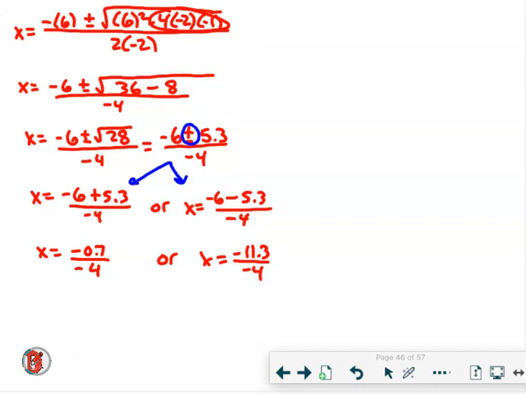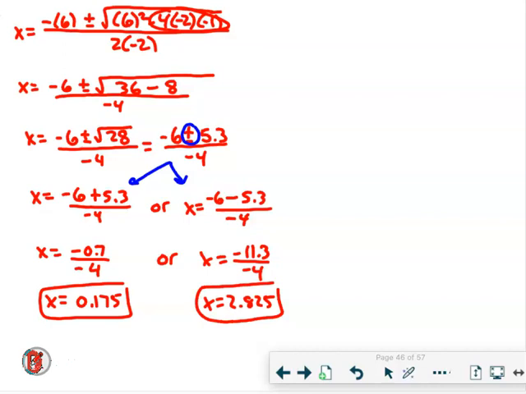Let me just get my calculator out here. We have 0.7 divided by 4, which is 0.175. Notice that it's positive 0.175. And then I have 11.3 over 4, which is x equals 2.825. And decimals are more than okay with the quadratic formula. It's a very messy formula, so you can expect messy answers.